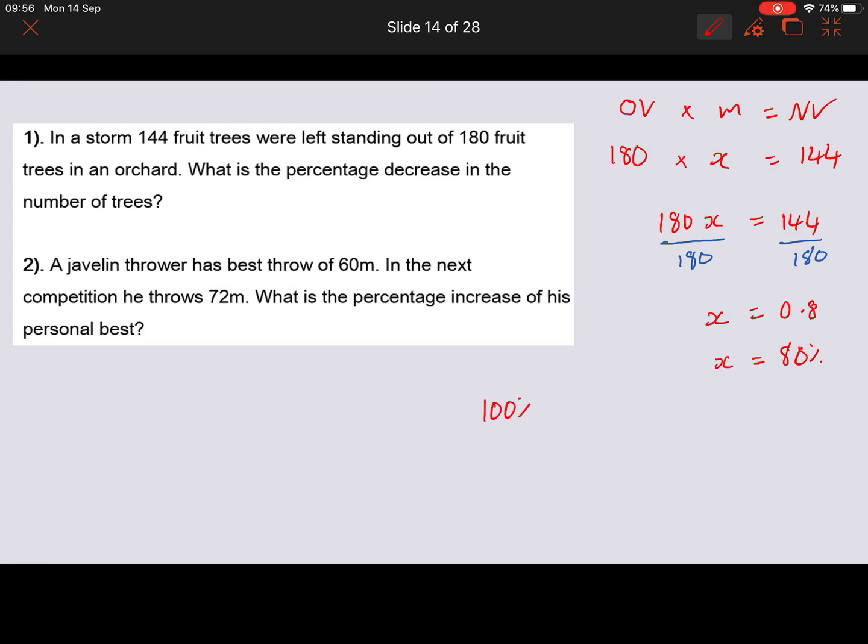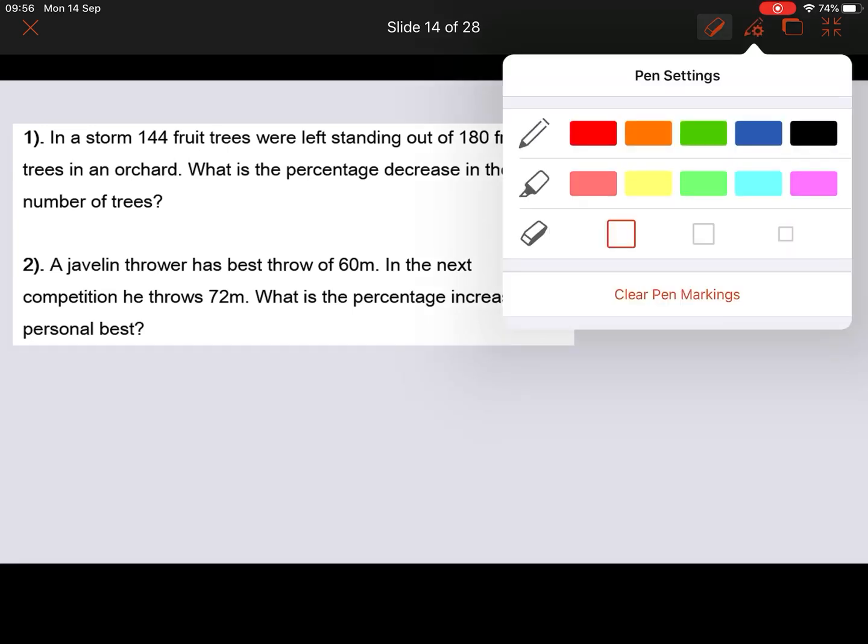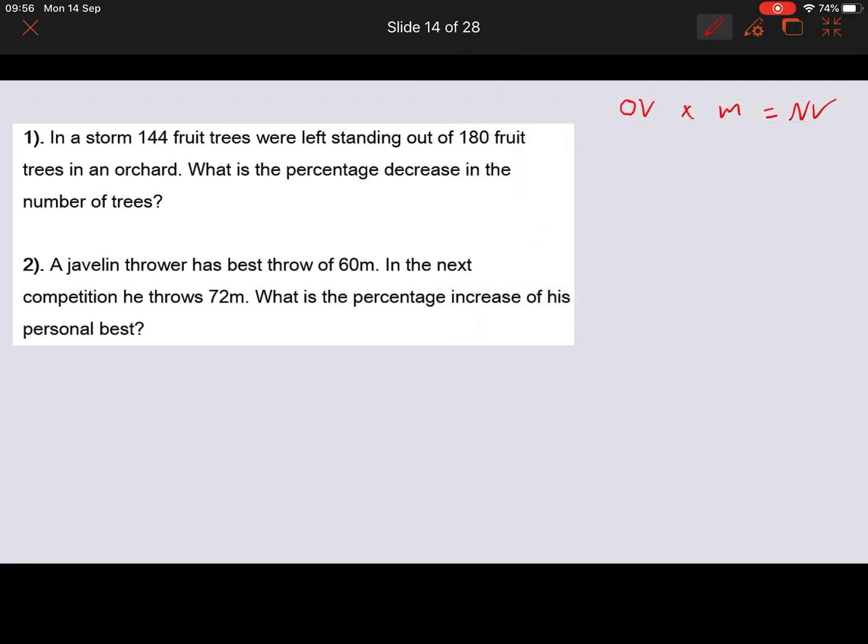We can write that as 80%. What we need to say is how far away is that from 100%? So 100% minus 80%. We're 20% away from that 100%. So it must have been a 20% decrease. Okay? Remember that 0.8, which is the same as 80%, does not mean the percentage decrease was 80%. We have to see how far away that 80% is from the original 100%.